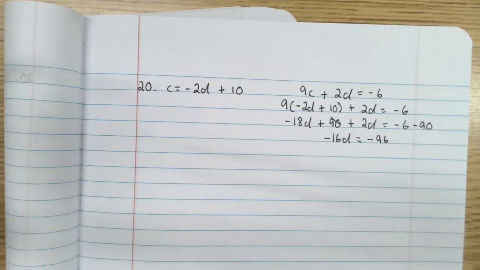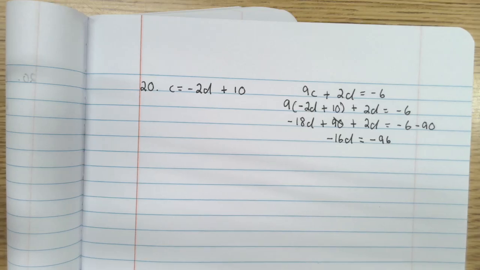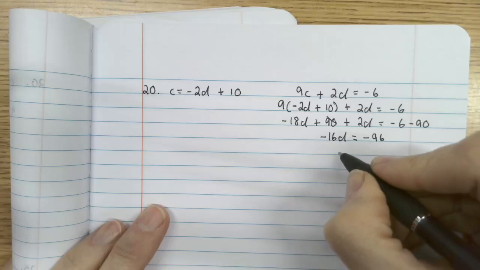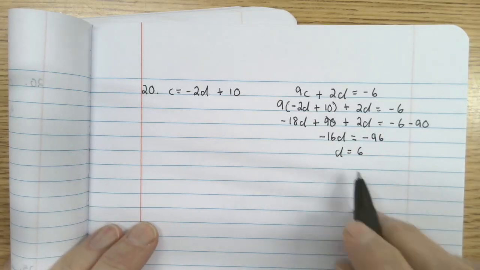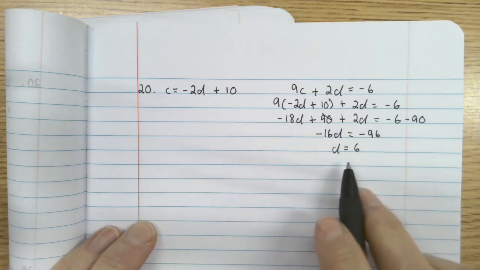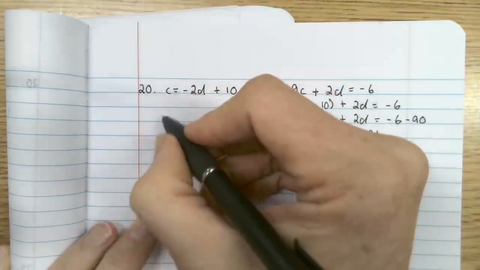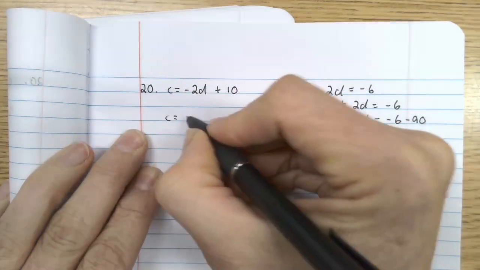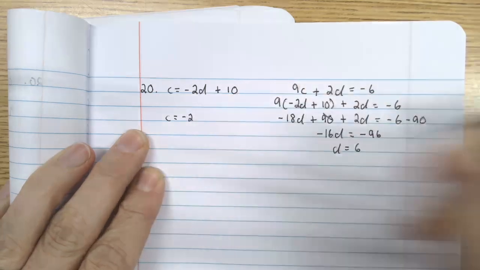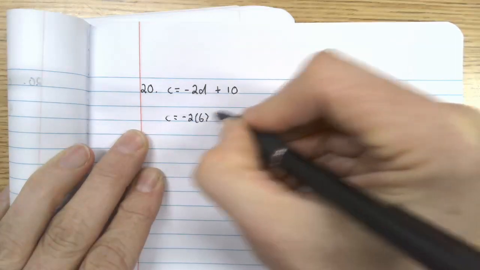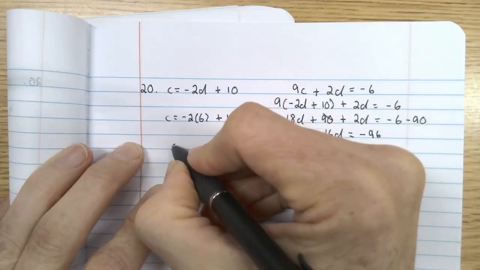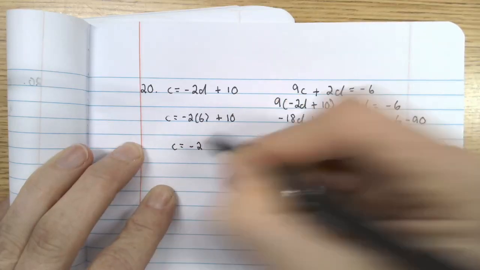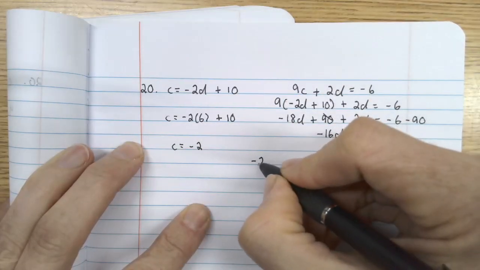And I think that, I got a calculator here, I'm going to use it. I think that 16 goes into 96 evenly. Let me check. It does. It is 6. So D is going to be 6. And now to solve for C, we just plug it in. We substitute the solution now into this problem here. So C equals negative 2 times 6 plus 10. And when we simplify everything, that's going to give us a negative 2. So our solution is negative 2, 6.